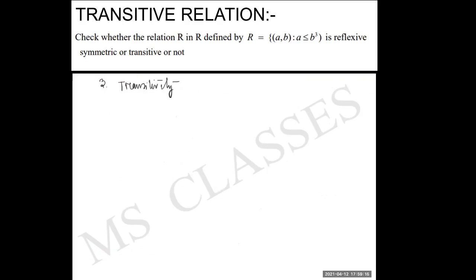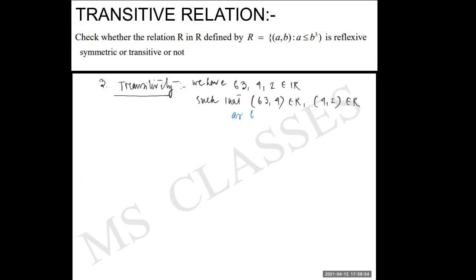Right, let a = 6³, b = 4, c = 2 belong to R. You can take any other values also. We have a, b, c belonging to R such that (a, b) belongs to R and (b, c) belongs to R. How do I know? See, (a, b) belongs to R.